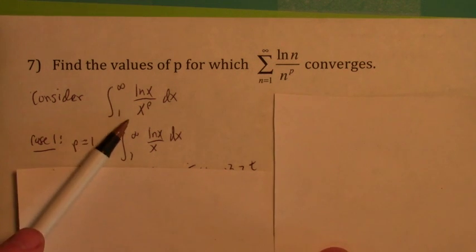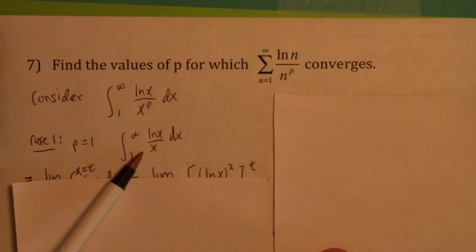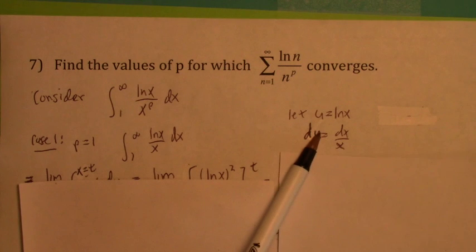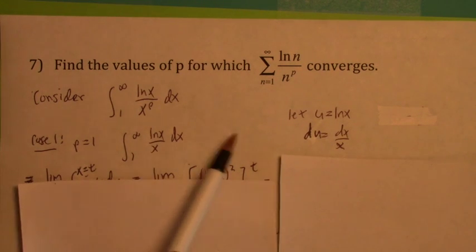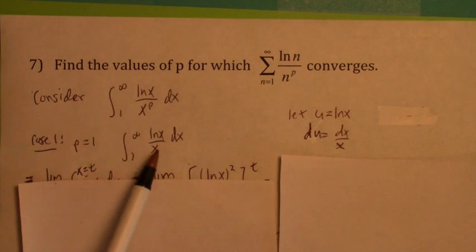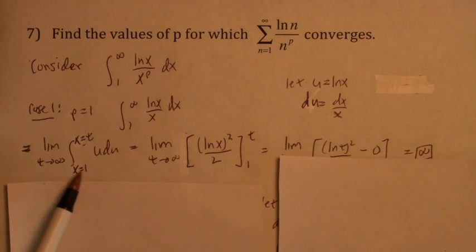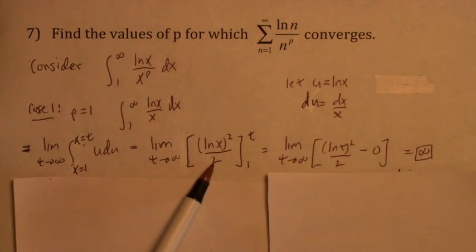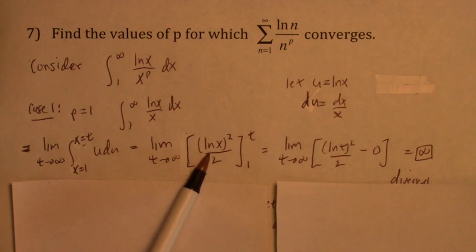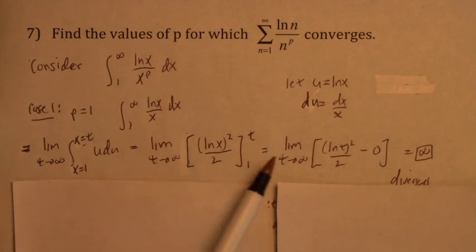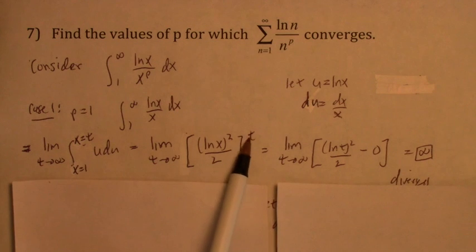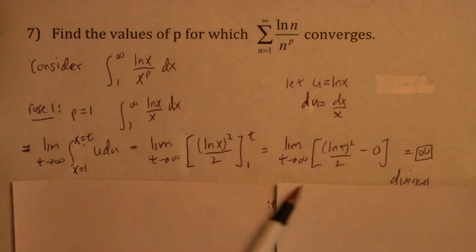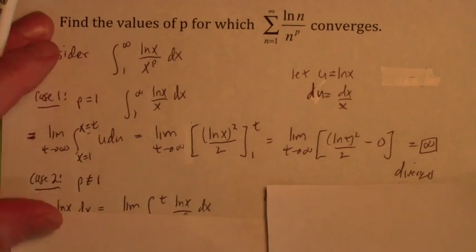If p equals 1, we have to show that this integral diverges. Let u equal ln of x. This is just u du, basically. So we get the limit as t goes to infinity, from x equal 1 to t, of u du. Evaluate it between 1 and t, and then take the limit at the end. The limit is clearly infinity, because as t goes to infinity, ln of x goes to infinity. So it diverges if p is 1. Let's get that out of the way.